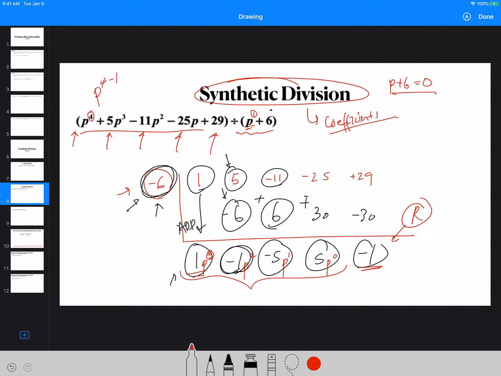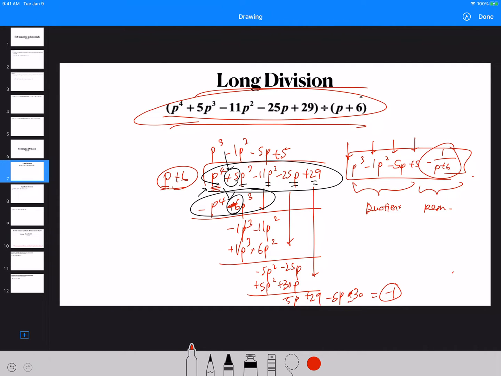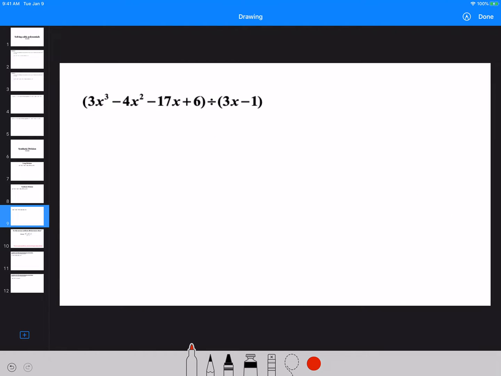Now p to the cubed is just p cubed minus 1p squared minus 5p. Anything with the 0 power is just 1, so it's just plus 5, and the remainder you just put over our divisor. In terms of showing work, it's a lot less compared to this. Okay? I don't want you to do this as a practice because I want you to think about this for a second.